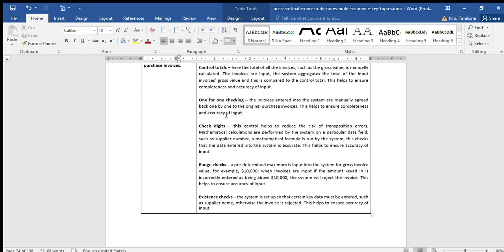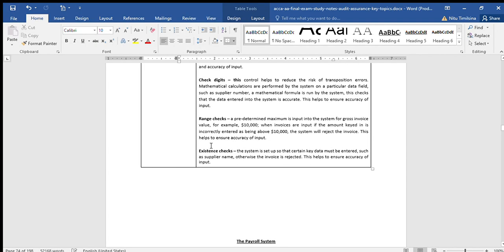Check digit. This control helps to reduce the risk of transposition error. Mathematical calculations are performed by the system on a particular data field, such as supplier number. A mathematical formula is run by the system. This checks that the data entered into the system is accurate. This helps to ensure accuracy of input.